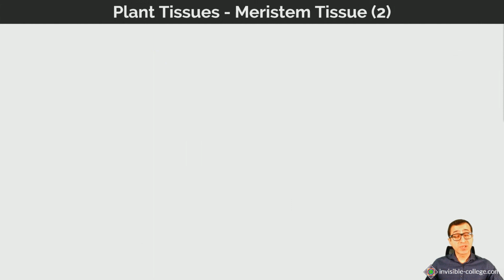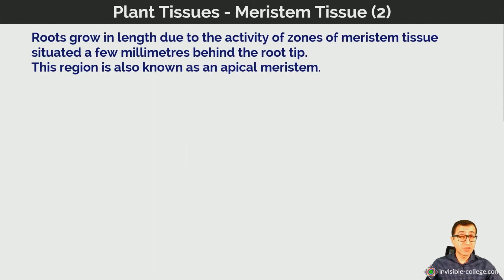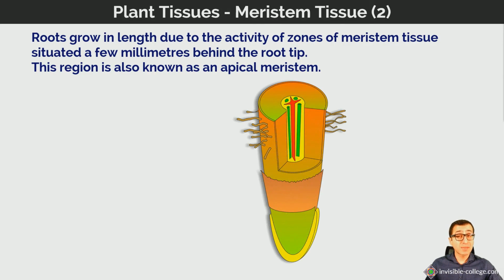Now, the roots at the other end of the plant also grow in length, and this is also due to the activity of zones of meristem tissue, which are again found a few millimeters behind the tips of the roots. Now, once again, this is also referred to as apical meristem because it's found behind the tips of the roots.